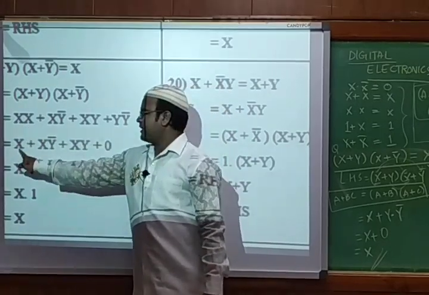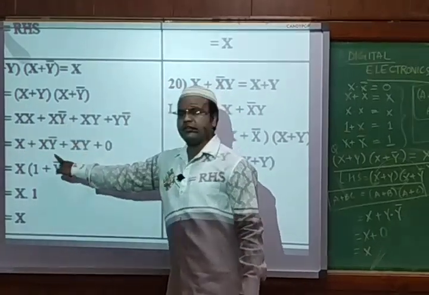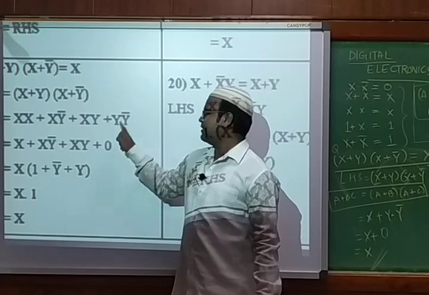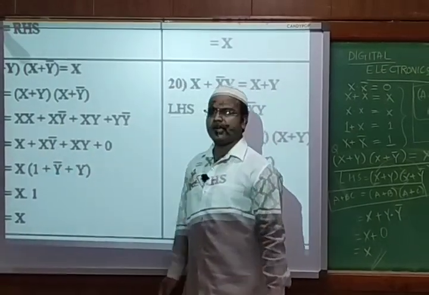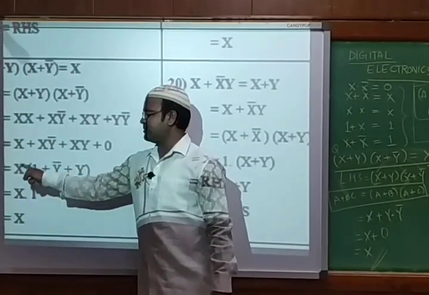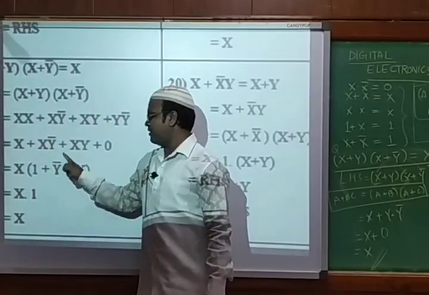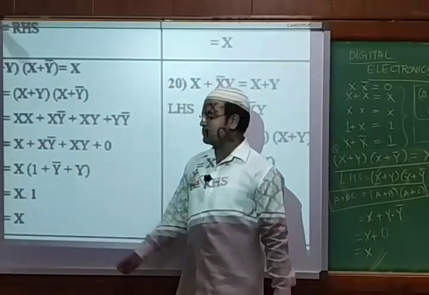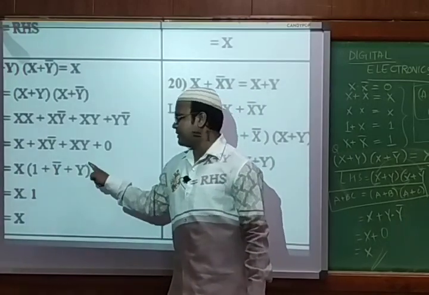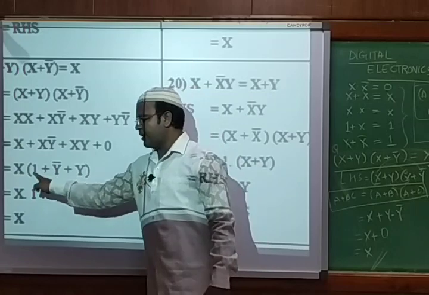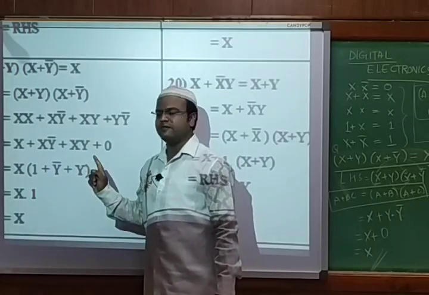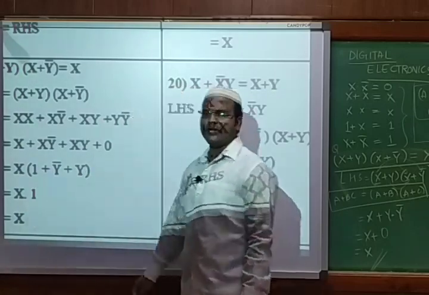x into x we can write as x. x into y bar it will be x y bar. Then xy, y into y bar is 0. So in all these three terms, I can take one x common, that is as it is. Here left with 1, here y bar is there, here y is there. So this 1 plus y bar plus y. So what is the y plus y bar? It is again 1. This 1 plus 1, we'll write it as 1 only. That's for x into 1, it will become x.